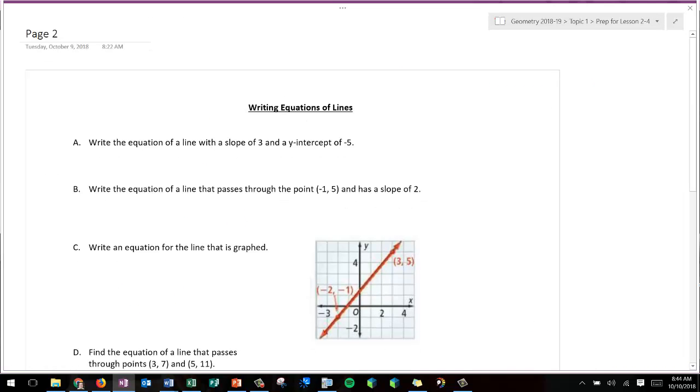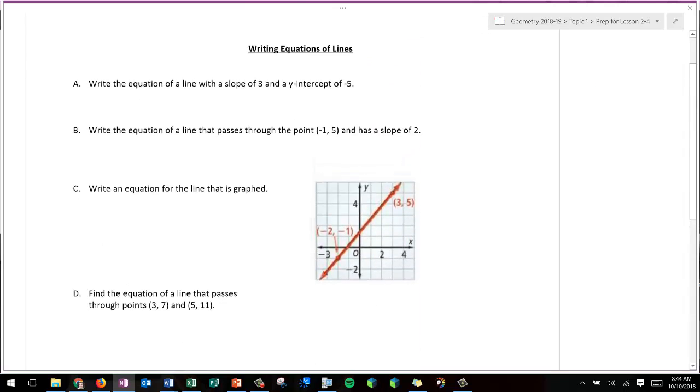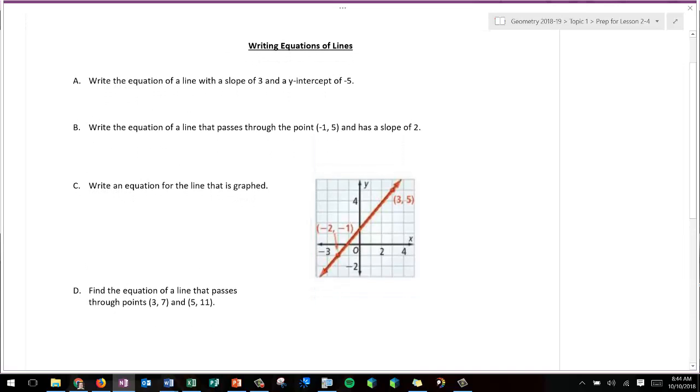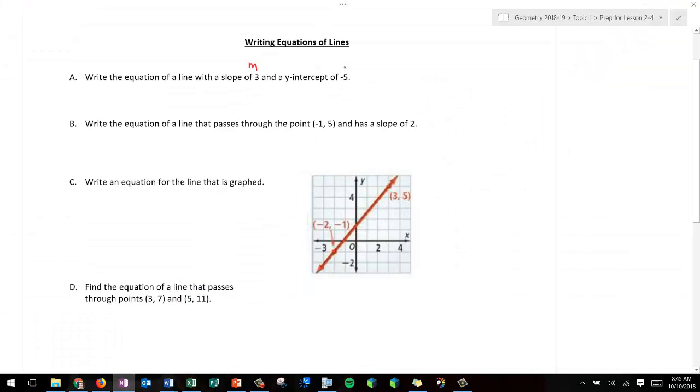All right, now we're going to take a look at writing equations. So we've just got a couple examples here, and we're going to work through them. So it says to write the equation of a line with a slope of 3 and a y-intercept of -5. So they gave us our slope, our m of 3, and our y-intercept, our b of -5. So all we have to do is plug those into slope-intercept form. I have y equals 3x minus 5.